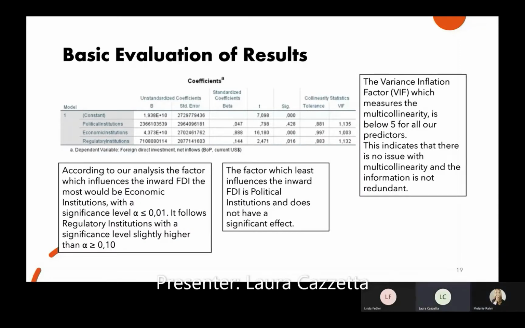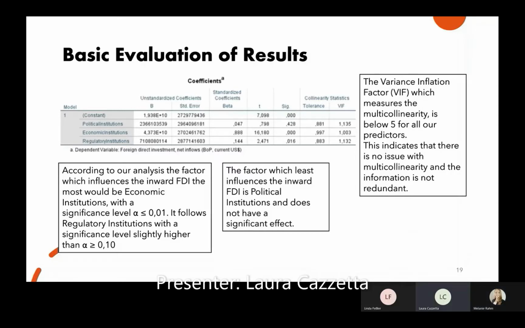looking at the strength and the direction of the relationship, instead we can see that the factor that influences FDI most would be the economic institution, followed by the regulatory institution, which, as we can observe from our data, only partially influences it. On the other hand, the political institution is the factor which least influences the FDI.